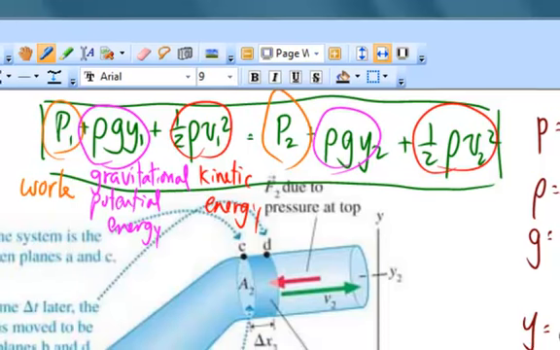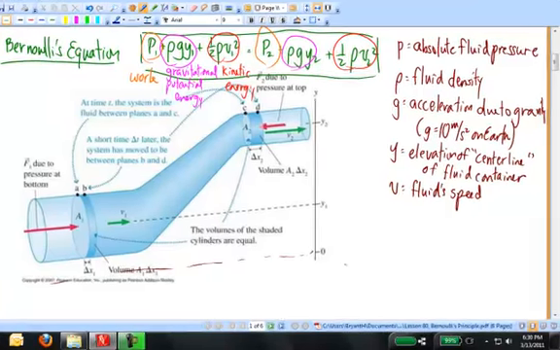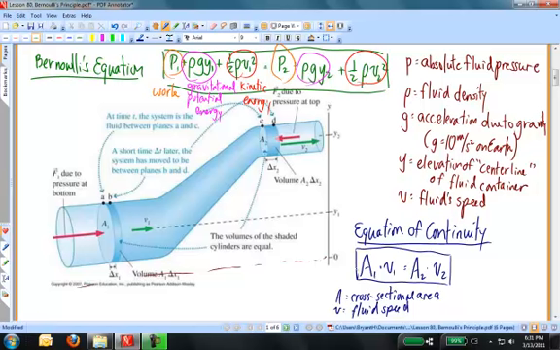If you combine Bernoulli's equation with the equation of continuity back in Lesson 76, where A stands for the cross-sectional area of the container and V is the speed of the fluid in the container, these two equations will be ones that you solve for most of the hydrodynamic problems that you're going to encounter on the AP Physics exam. You're not going to be asked to derive these equations, but you will be asked perhaps to identify the work and the potential and kinetic energy terms in Bernoulli's equation.